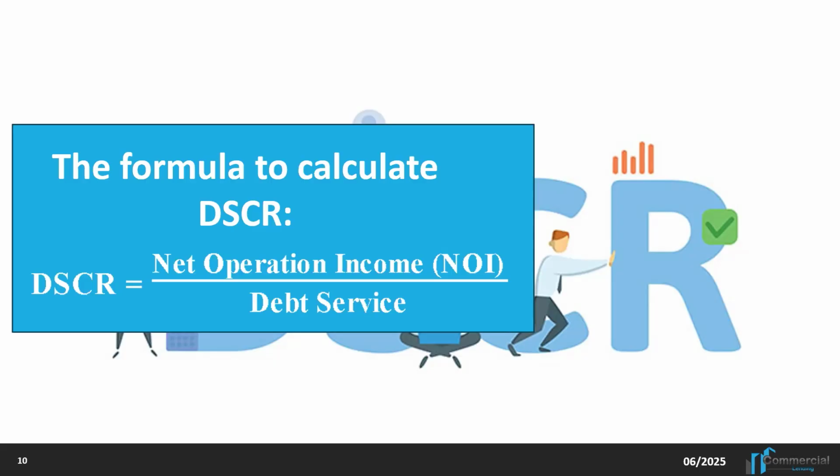Here NOI, that means net operating income, is actually the total revenue minus the operating expenses. Then here the debt service actually means the current debt obligations. A DSCR greater than 1 indicates sufficient income to cover the debt payments.